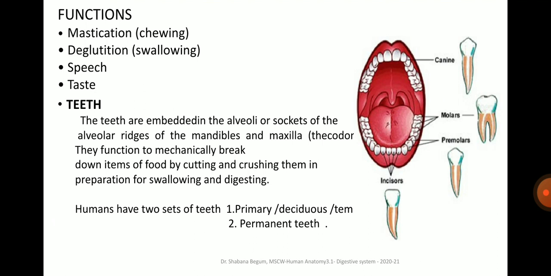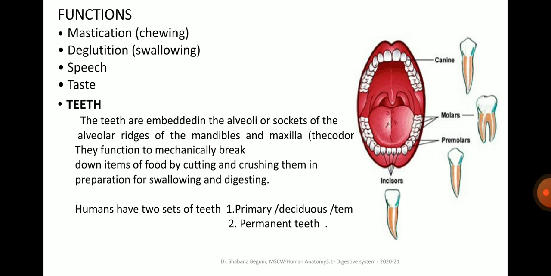Coming back to the functions of the tongue, the first function is mastication. The tongue helps in mastication and swallowing of food, and mixes saliva and food also. You can say deglutition, swallowing. Then it helps in speech, and it is an organ of taste and can recognize 4 tastes: salty, sweet, bitter and sour.